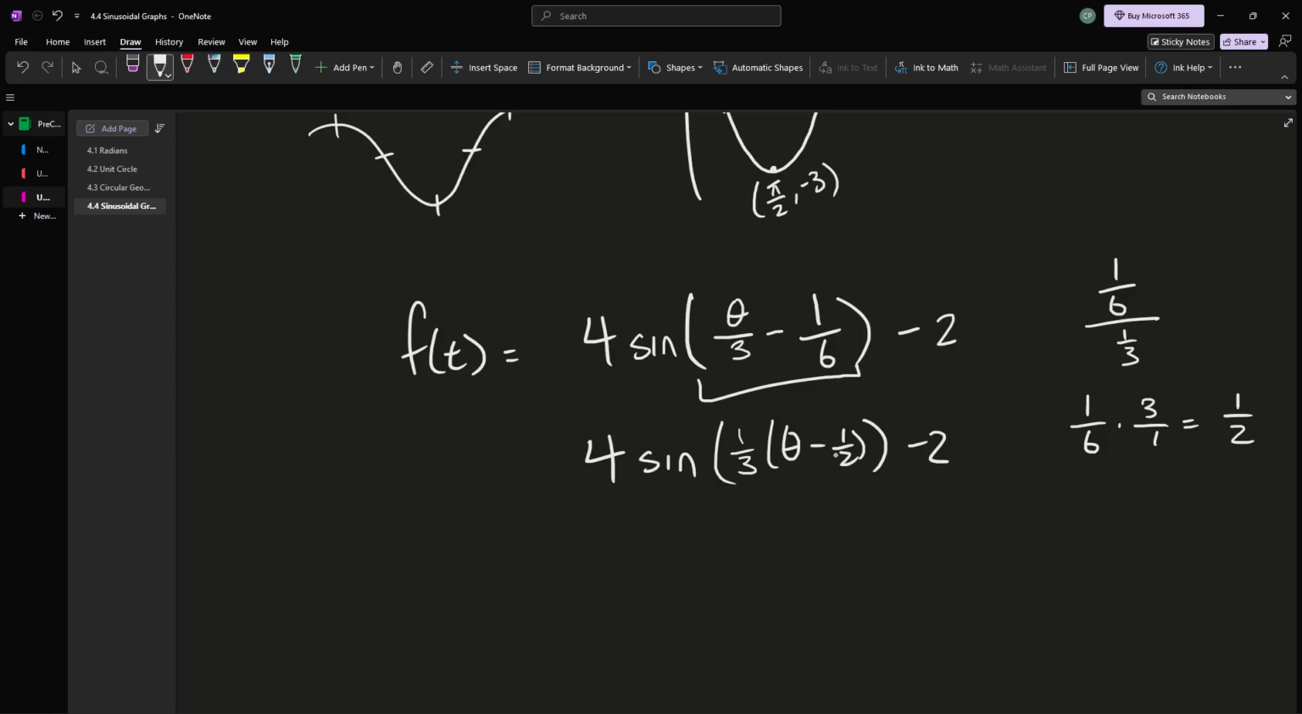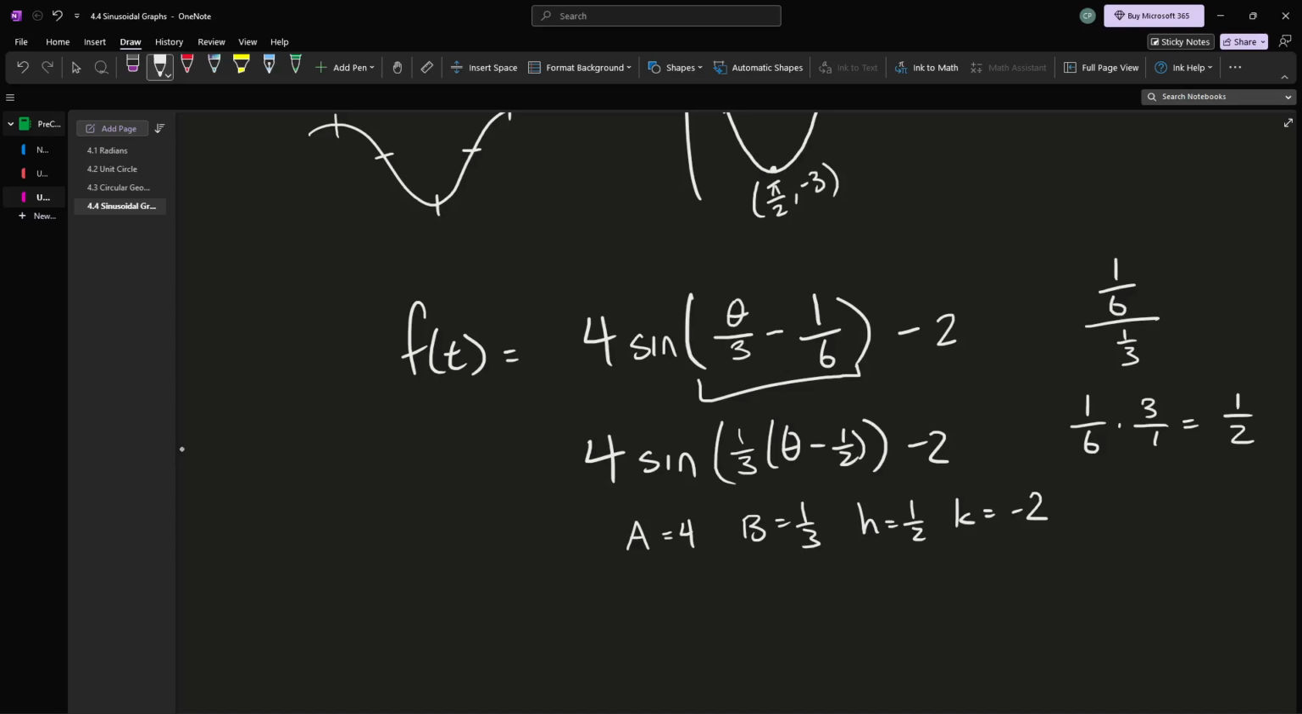So this is equivalent, but we're just forcing a GCF. We're forcefully taking out the 1/3. It might work out cleanly like this, it might not, but you want it like this. So that gives me these values: A equals 4, B equals 1/3, H equals 1/2, K equals -2. You don't need to do this, but I'm just showing that I have all these values.